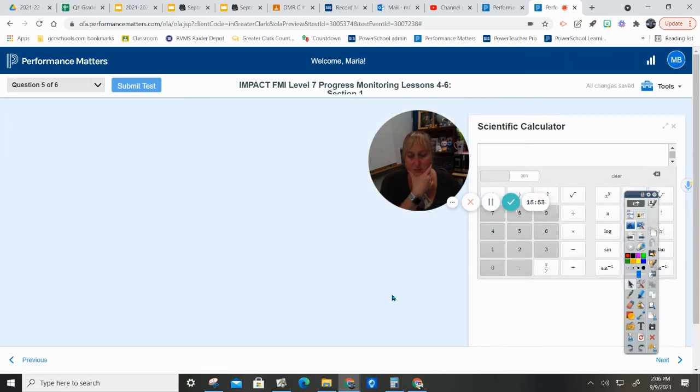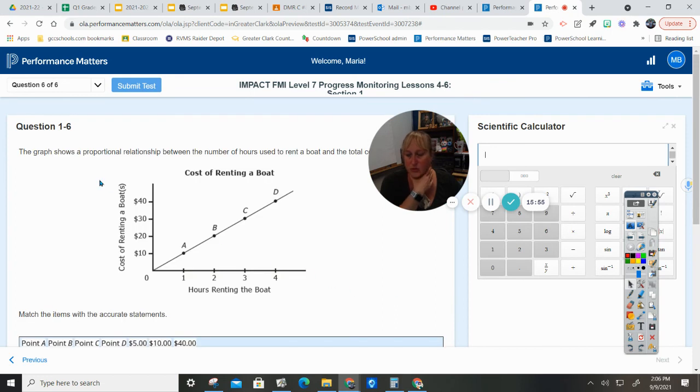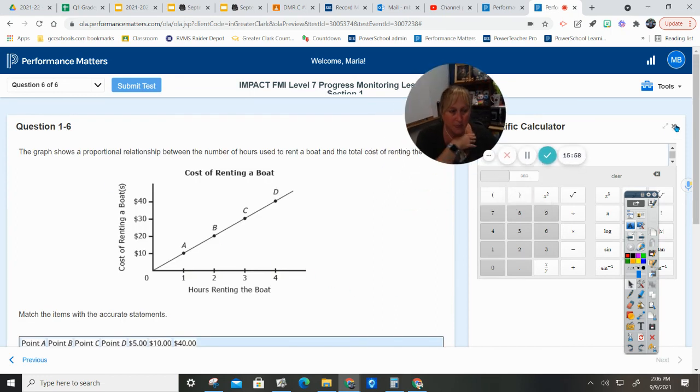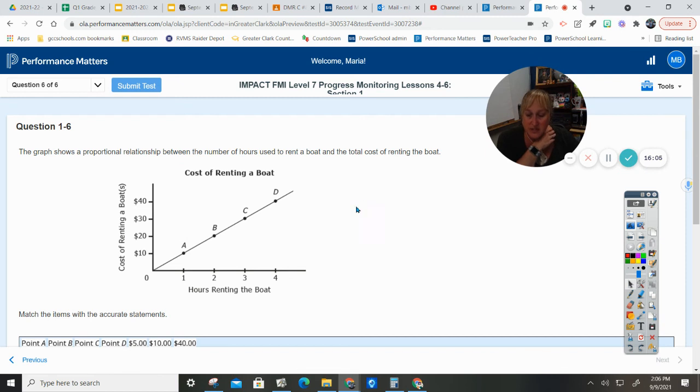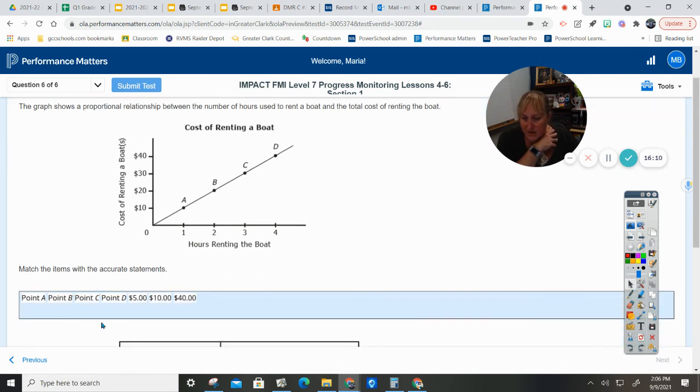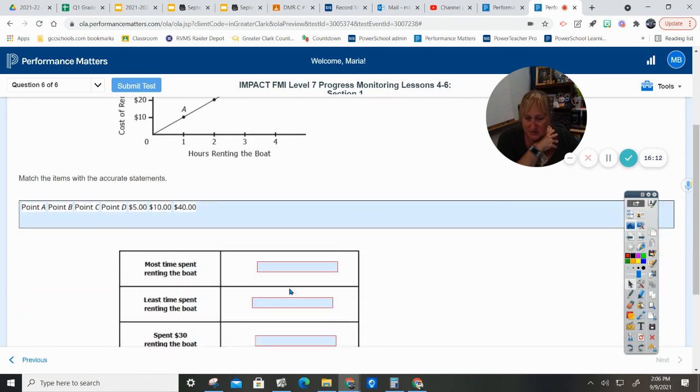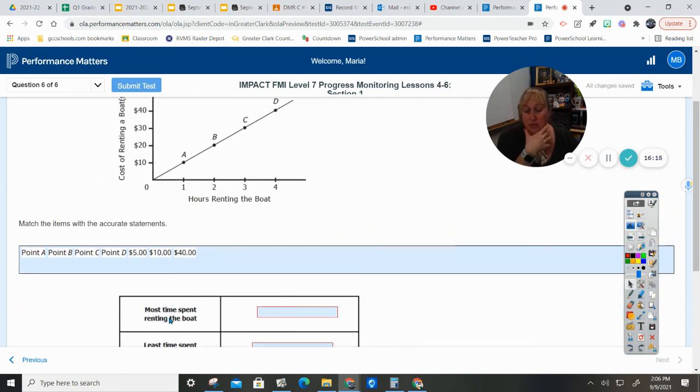Let's see. Hit next. There's one more. The graph shows a proportional relationship between the number of hours used to rent a boat and the total cost of renting the boat. Match the items with the accurate statements. Oh, interesting. The most time spent renting a boat. I'm going to say it's D, because that's the highest time, because it says hours. So that would be point D.